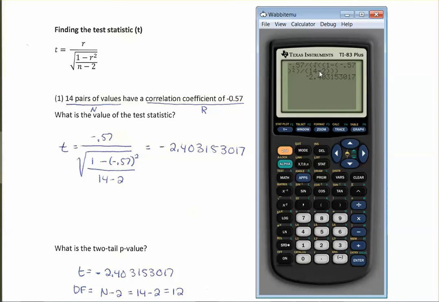If you're getting the wrong answer, watch your parentheses, or you can go through and just do some of the smaller parts. So actually do the 14 minus 2, use the 12. You can do the negative 0.57 squared, which remember will be a positive number, and then do 1 minus that number. So you can break this apart and do little pieces at a time if it helps you get the right answer. But if you're hardcore and want to enter everything into your calculator at once, that's how you do it. That's where the correct number comes from.